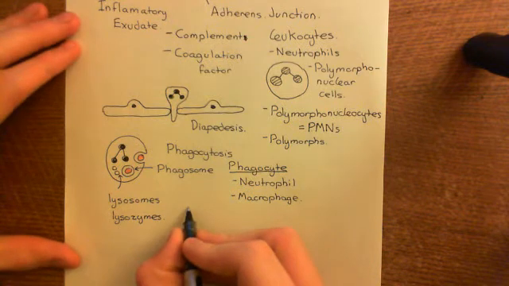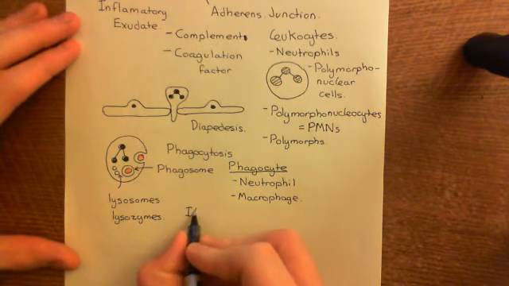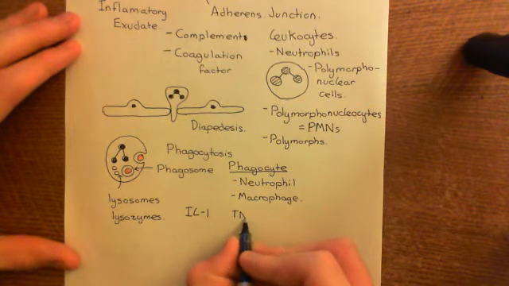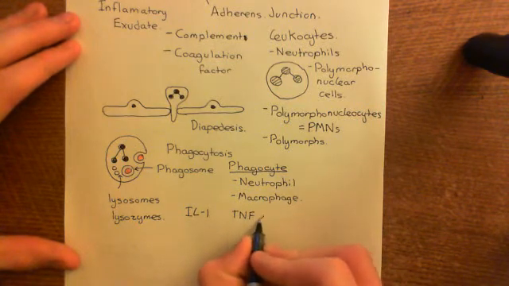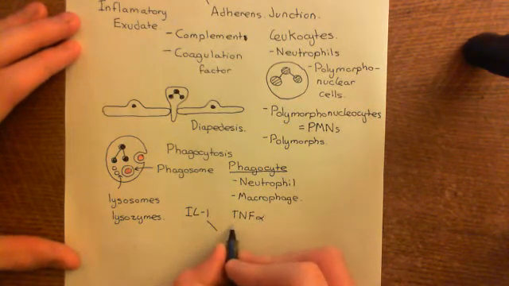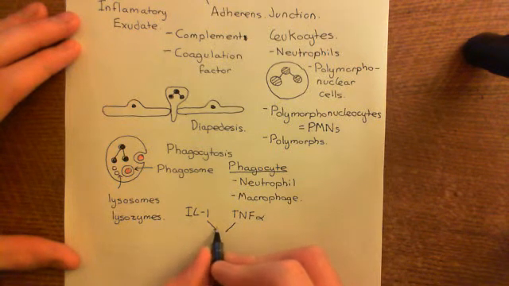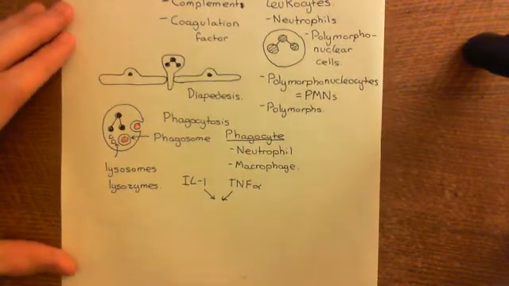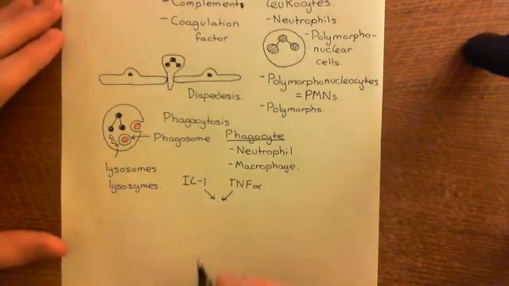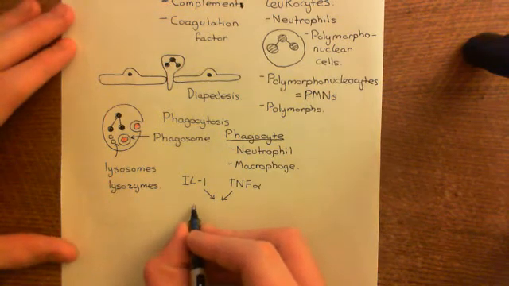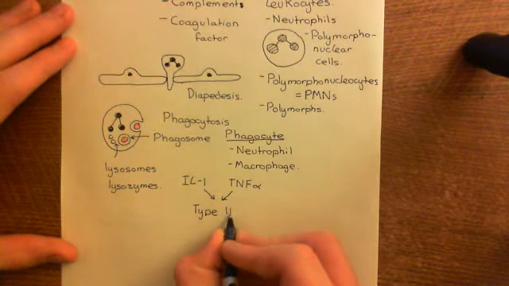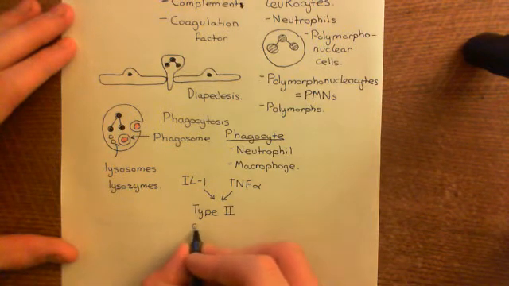Interleukin-1 and tumor necrosis factor alpha cause a different, but very much related, type of activation in endothelial cells. Remember, these were both released by dendritic cells and resident macrophages when they got the alarm signal that a pathogen was present. And these are going to cause what's known as type 2 activation of the endothelial cells.